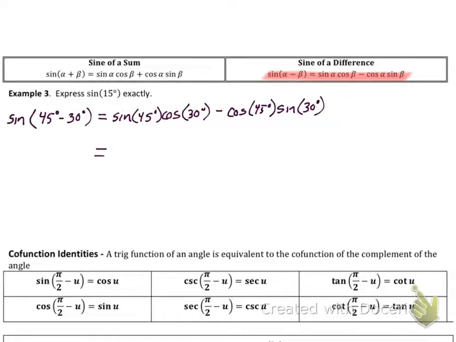What's the sine of 45 degrees? It's our second tick, right? Square root of 2 over 2. All right, just shout it out. What's the cosine of 30?